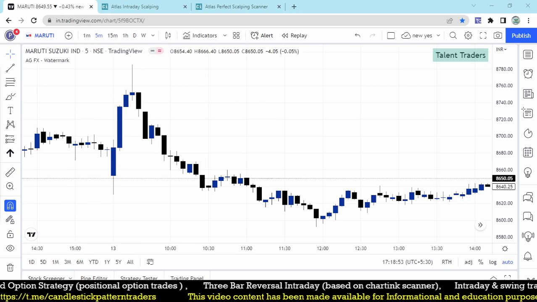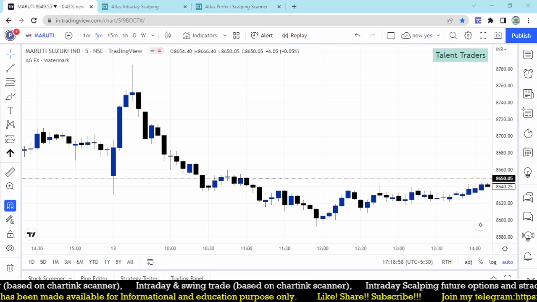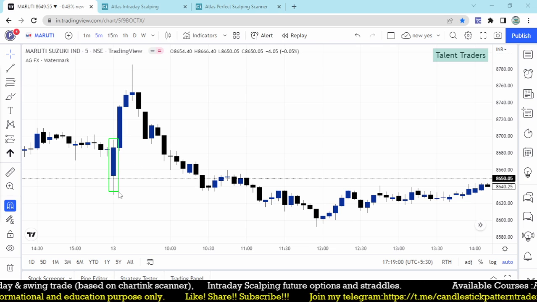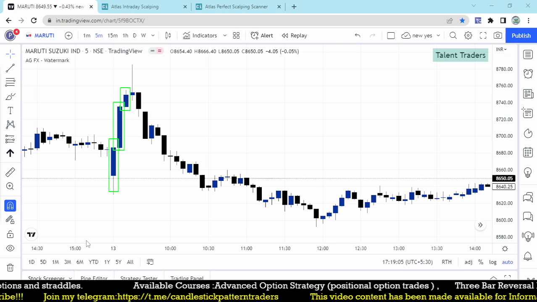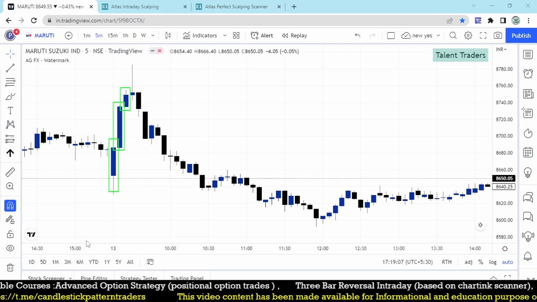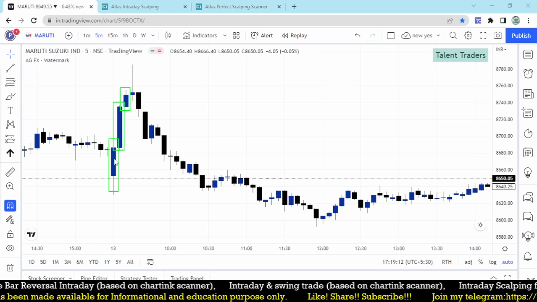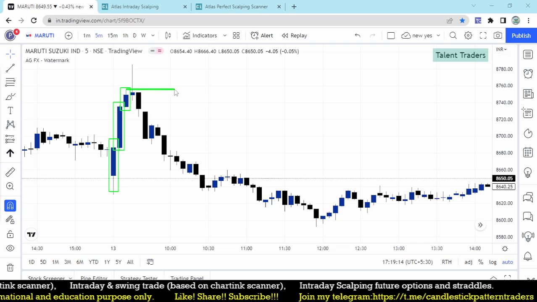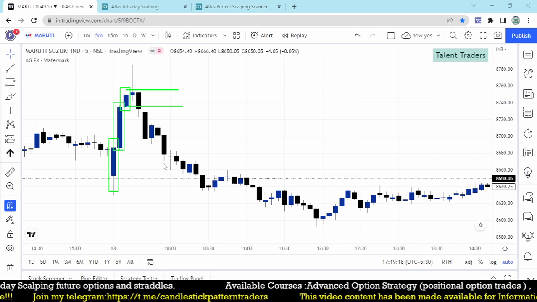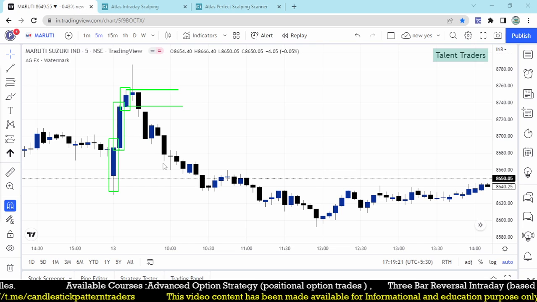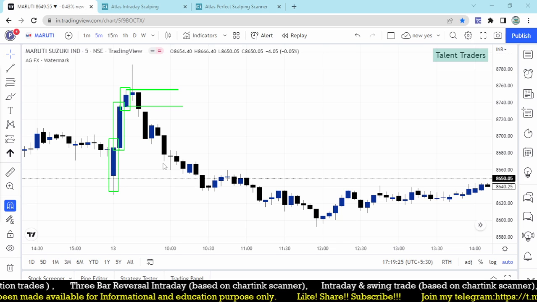So let's look at this 5-minute chart of Maruti, where the first candle should be green, perfect, and the second candle should be green, and the third one also green. Once such a pattern forms, we expect the high of the third candle to be broken above that level, and the stop loss we keep below that third candle.